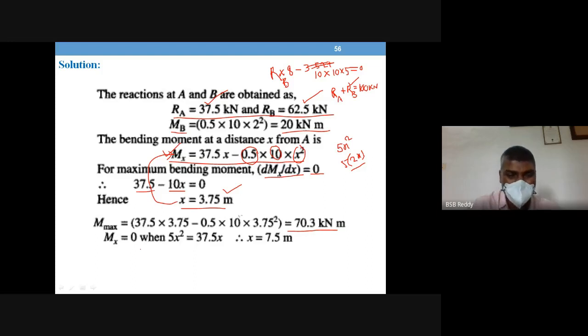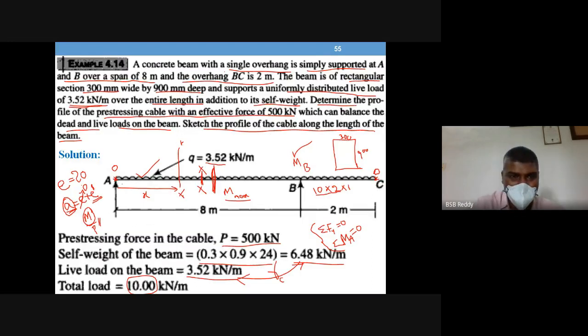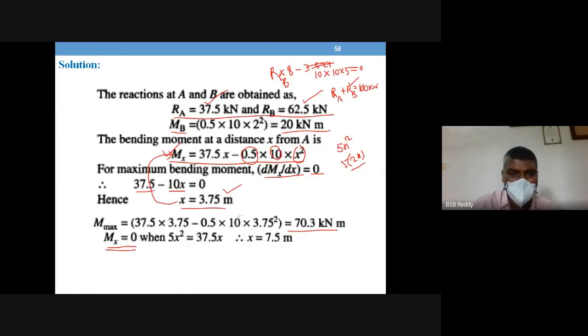And you can even locate where the bending moment is 0. The bending moment is going to become maximum, and then it has to cross this line. So that is what is required: where it is going to cross this line. When you equate Mx to 0, that will give you an x value of 7.5 meters.